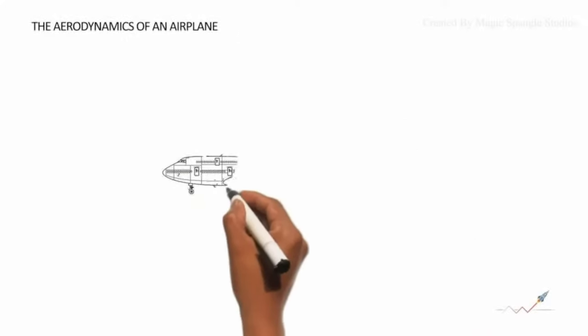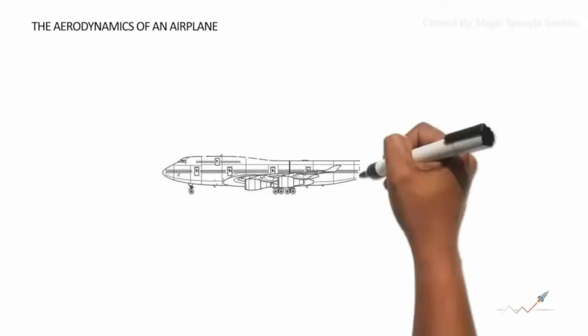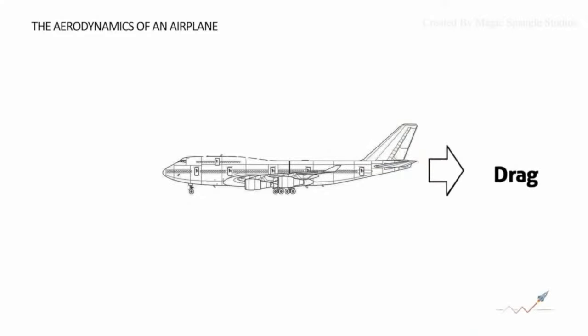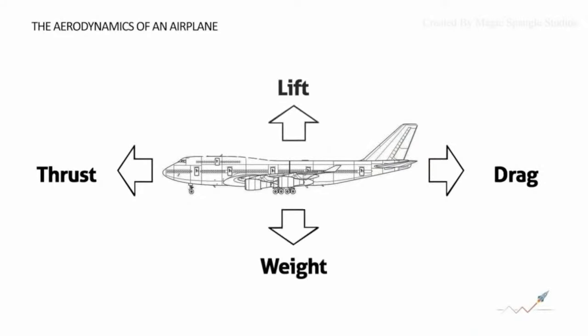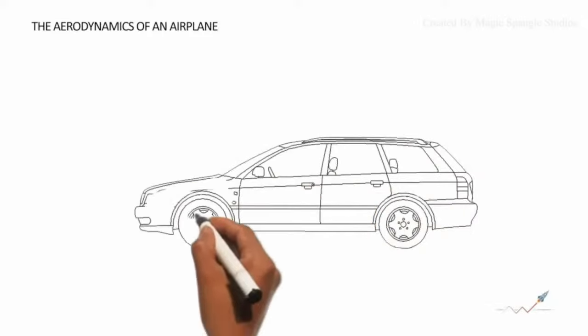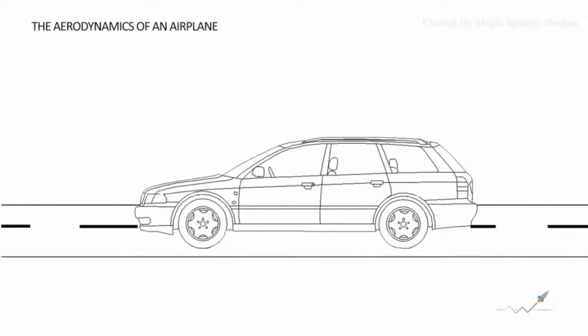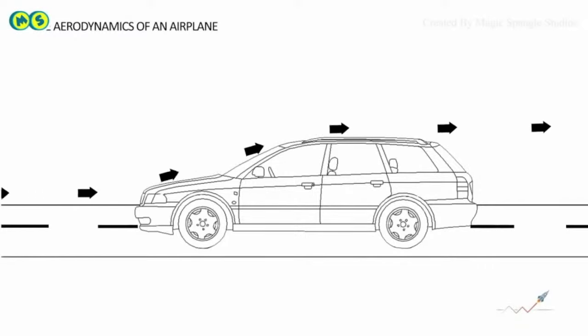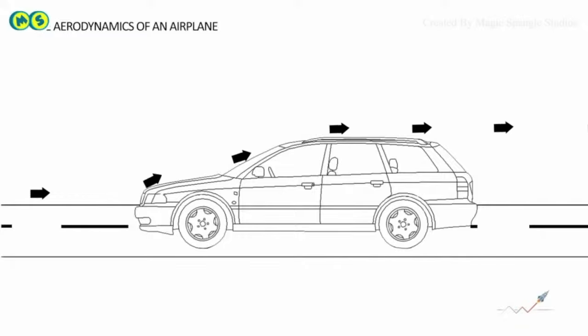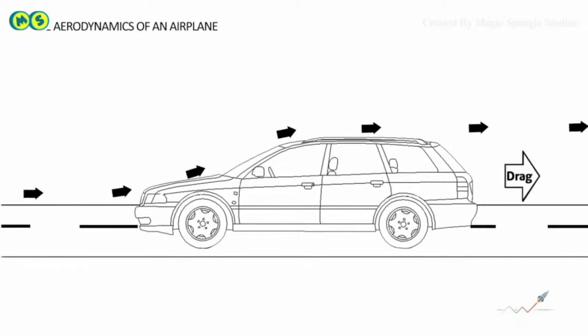The aerodynamics of an airplane. The 4 aerodynamics of an airplane are drag, thrust, weight, and lift. Drag, also called air resistance, refers to the forces acting opposite to the relative motion of any object moving with respect to a surrounding fluid. The energy it takes to push through the surrounding fluid creates drag.